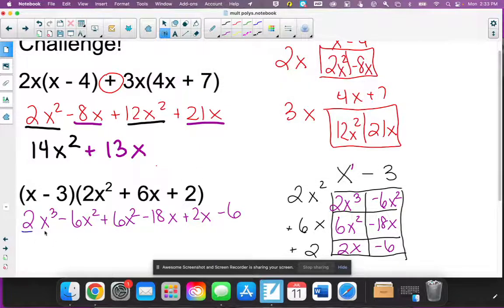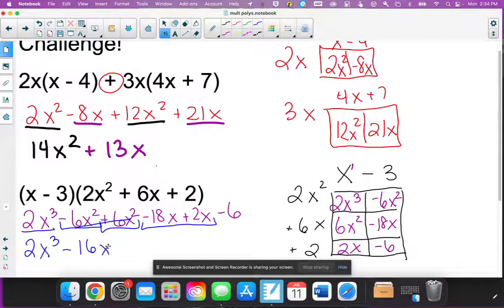Okay, so 2x cubed, I've only got one of those. This is just like what we did before with adding and subtracting. All right, so you go through your like terms. So now I have a negative 6x squared and a positive 6x squared. Well, that's a zero pair. I don't have to worry about them. They're gone. All right, I have a negative 18x and a positive 2x. Negative 18 and 2 is negative 16. And then the negative 6 does not have anything in common.